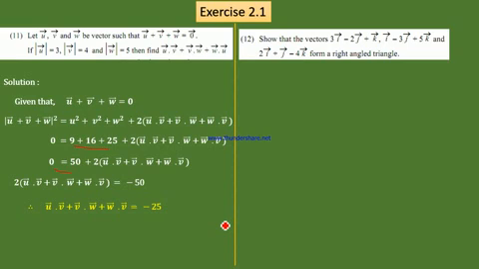Now see the 10th question. It is very easy actually. Show that the vectors form a right angle triangle.